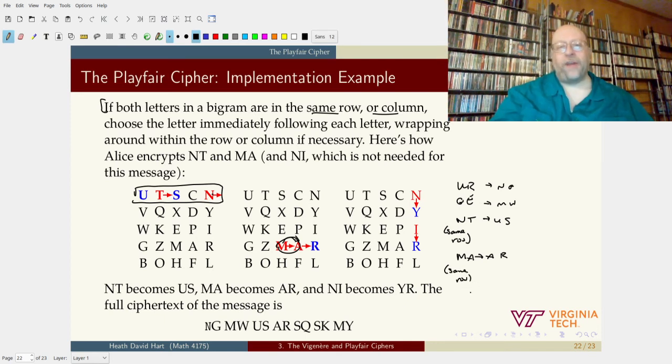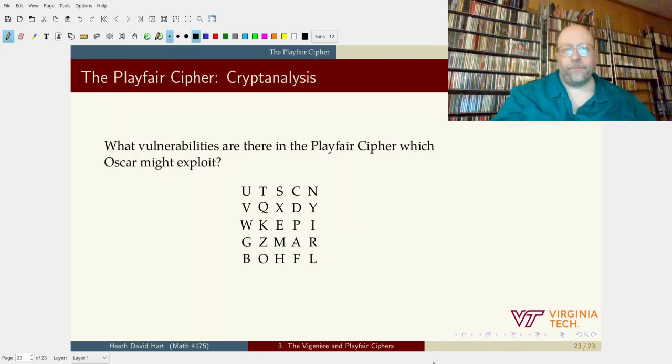Alice's message doesn't have any bigrams that show up in the same column, but if they did, like NI, we would do the same thing. The N would advance to a Y, the I would advance to an R. So NI is not needed for this message. I just wanted to show you an example of one that's in a column. Okay? So if we do the full ciphertext of the message, we get NG, MW, US, AR, SQ, SK, and MY.